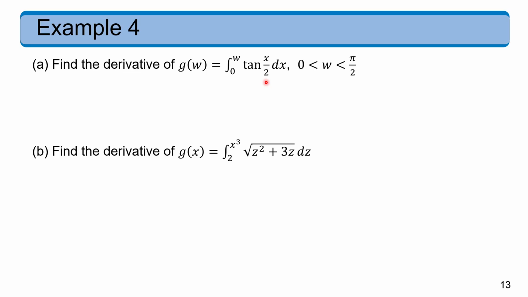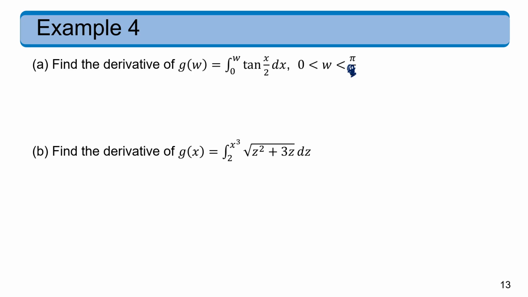Now, in order to use the fundamental theorem here, you have to make sure this function is continuous. And tangent is not continuous everywhere. So we know there's an asymptote when this expression equals pi over 2, for example. But here we've limited w to go from, we could actually change that and limit it to go from 0 to pi.